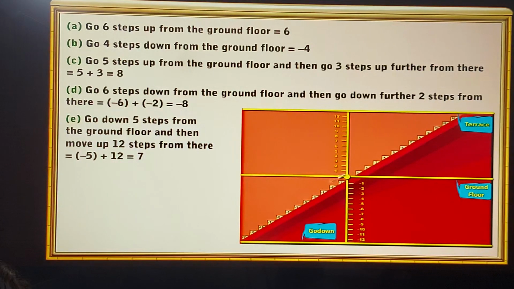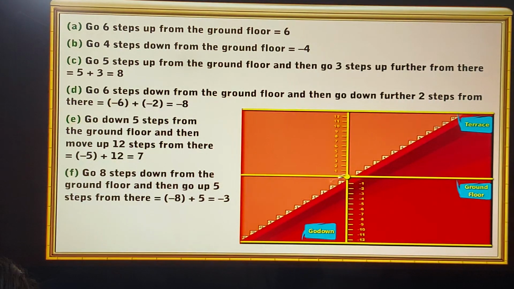E. Go down 5 steps from the ground floor and then move up 12 steps from there. We get minus 5 plus 12 is equal to 7. F. Go 8 steps down from the ground floor and then go up 5 steps from there. We get minus 8 plus 5 is equal to minus 3.